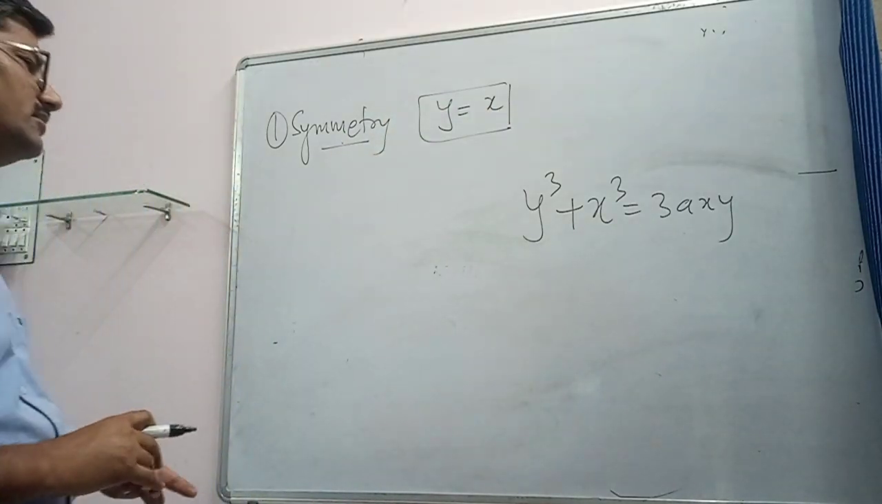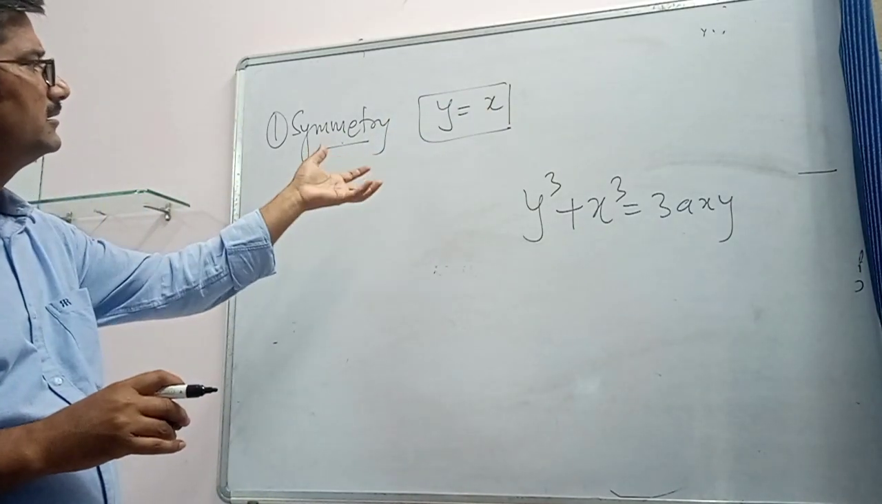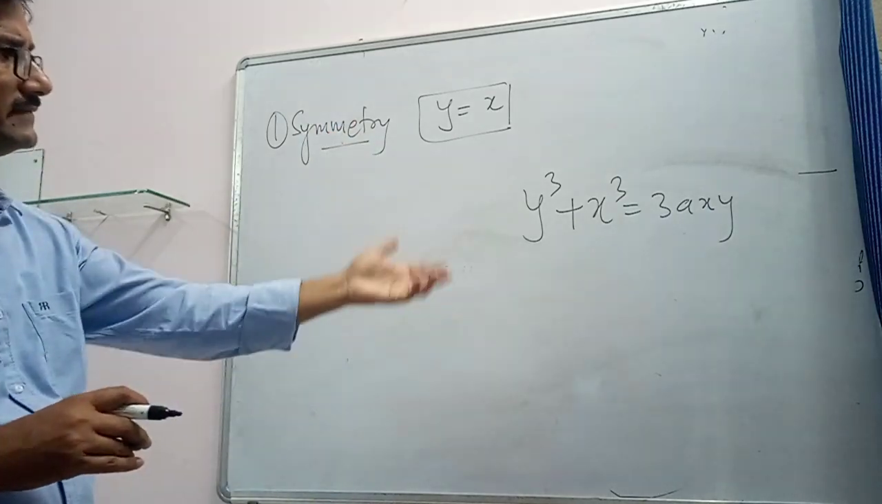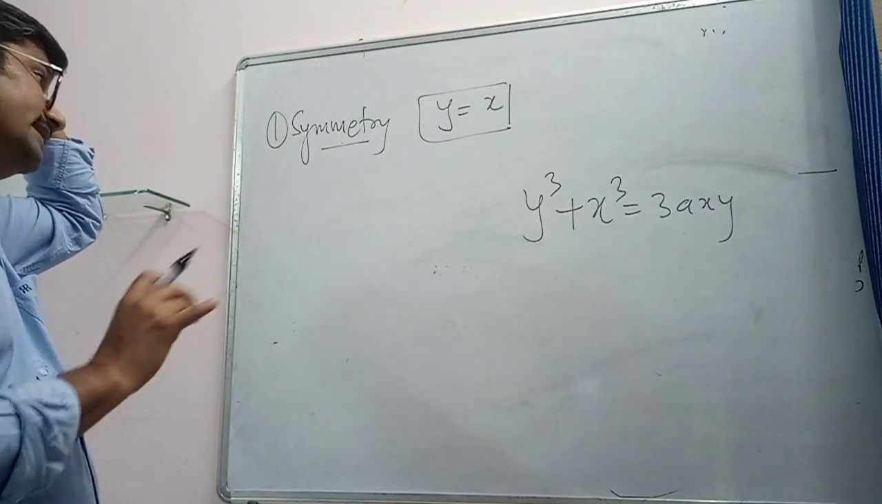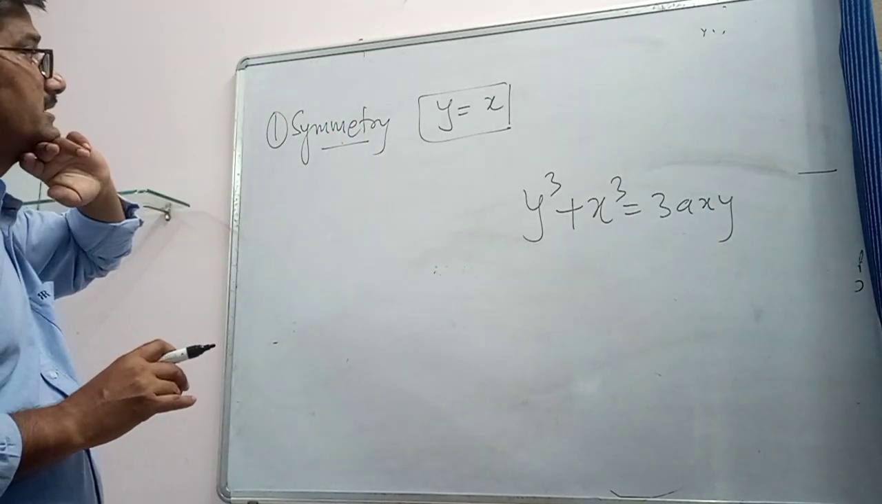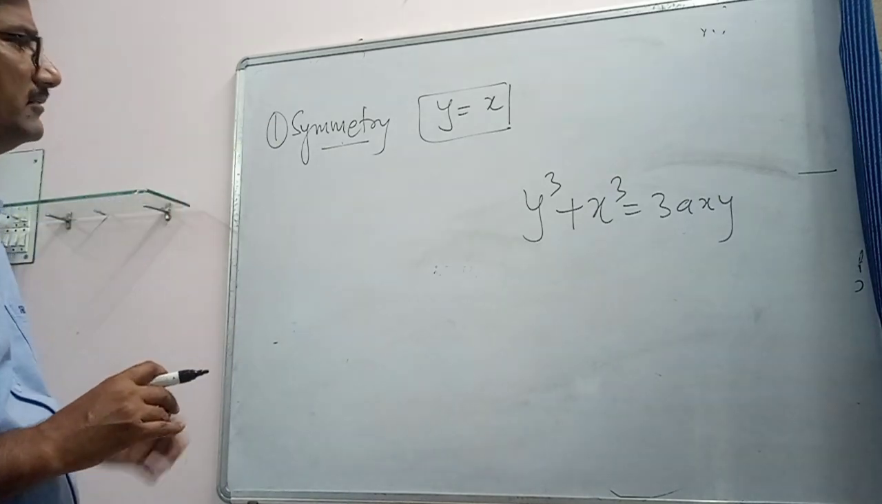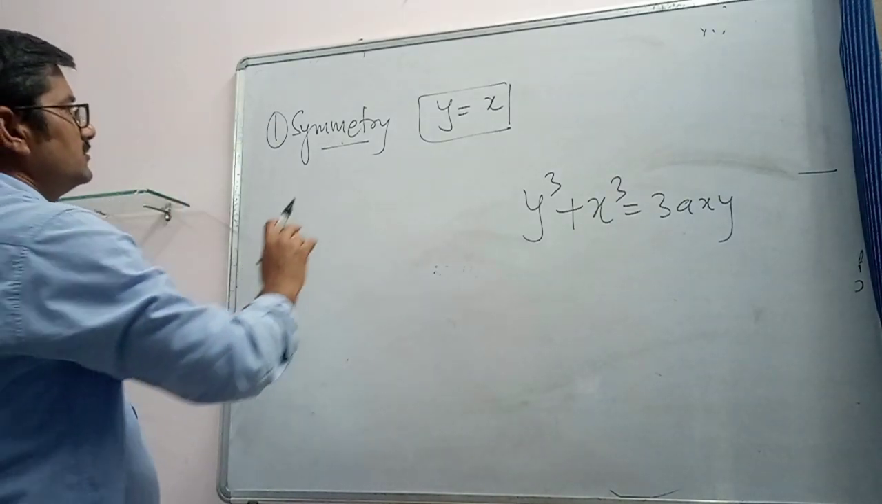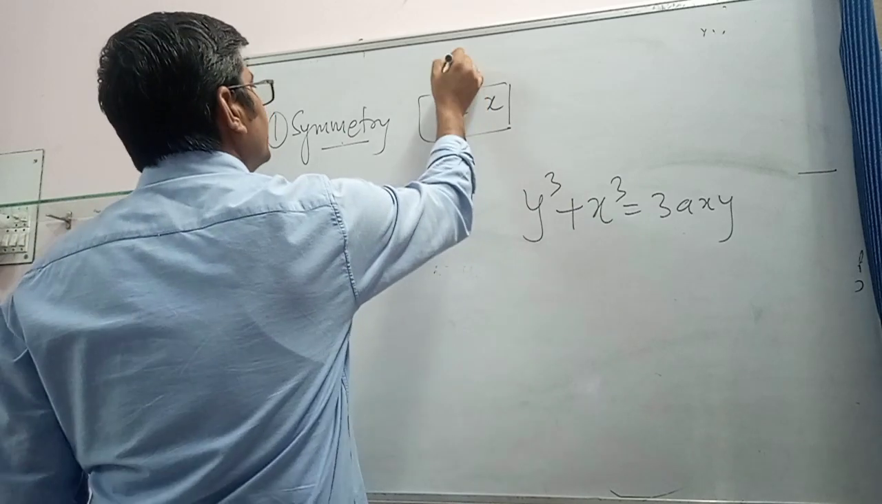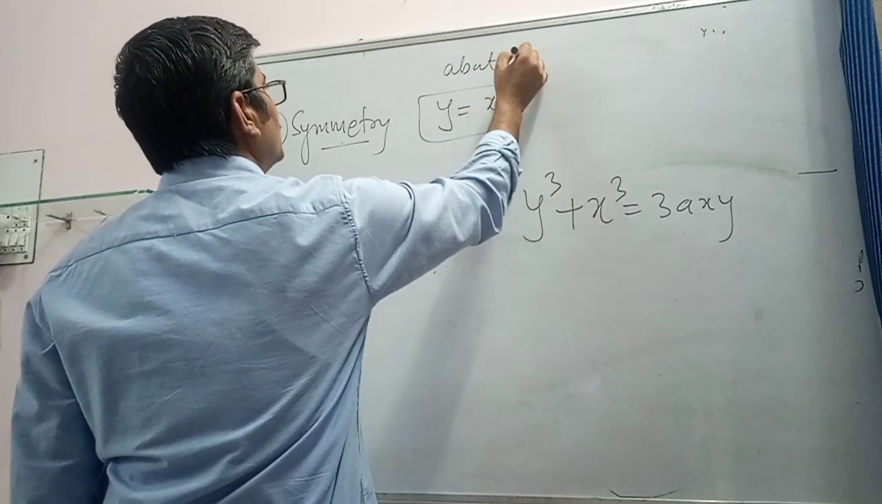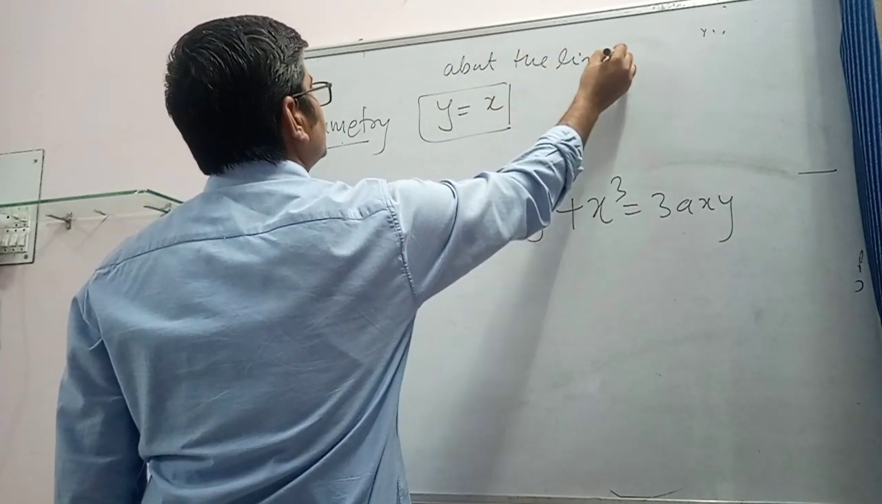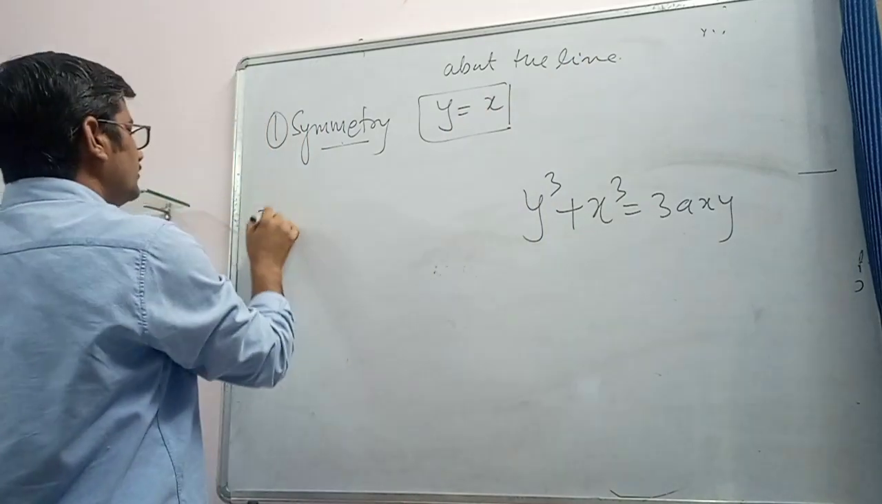So we will write only about that symmetry which is satisfied by the curve. So we will not write about those which are not satisfied, otherwise we will waste our time. So this is symmetric about the line y equal to x. Second point is origin.